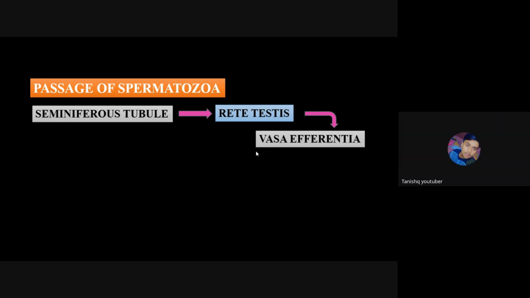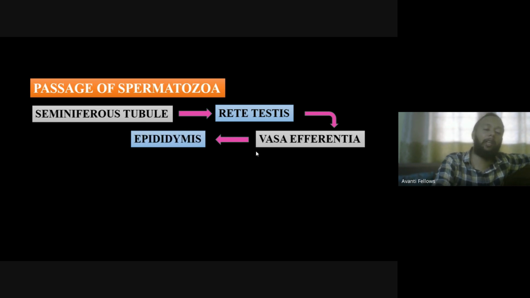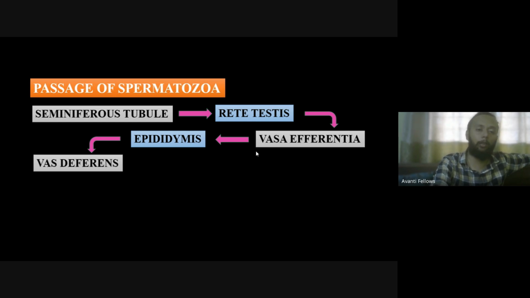From the vas efferentia to the epididymis. Yes, then from here it will go into the epididymis. Gayatri, from the epididymis, where will the sperms go? From here, it will go into the long tube-like structure, and that long tube-like structure is called my vas deferens. Right, it will go into the vas deferens. So this is something you have to remember, you must not forget. You have to know the passage of the sperm: seminiferous tubule to retitestis, then vas efferentia, then epididymis, and then into the vas deferens.